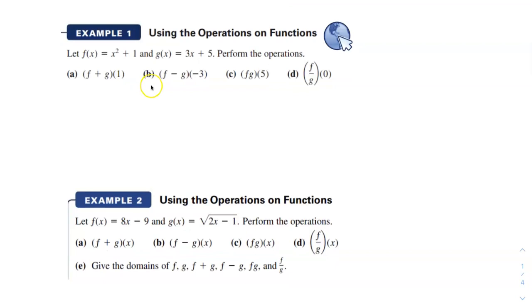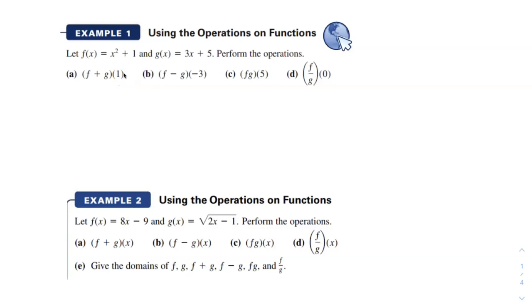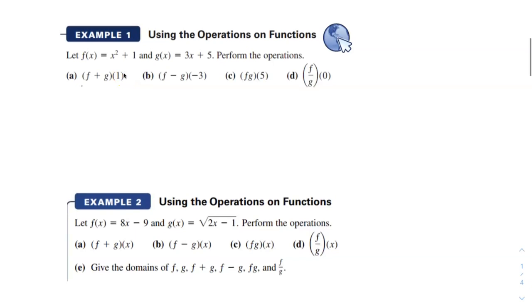So let's do an example or two. Let f of x equal x squared plus 1, g of x equal 3x plus 5. Perform the operations given. So f plus g at 1. We'll explain what that "at 1" means in a second. But f plus g, they just want us to do f of 1 plus g of 1. So f of x is x squared plus 1, that's my f function, and then we're just going to add that to my g function, 3x plus 5.